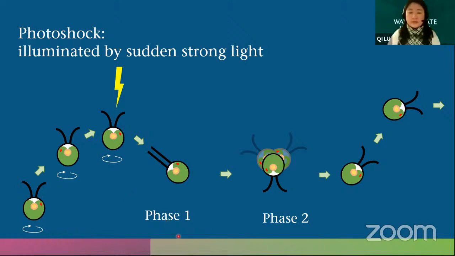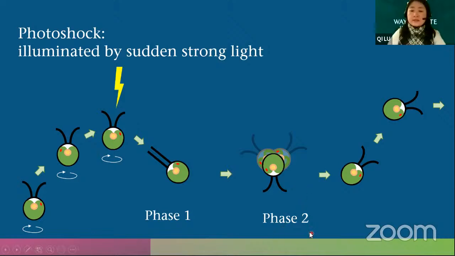two-phase response. In phase one, it will suddenly change the beating pattern of the cilia. Both cilia will beat in a different way so that it can change direction or move far away from the photoshock location.